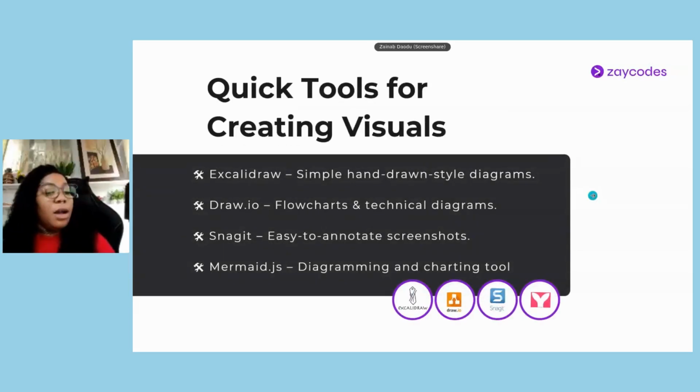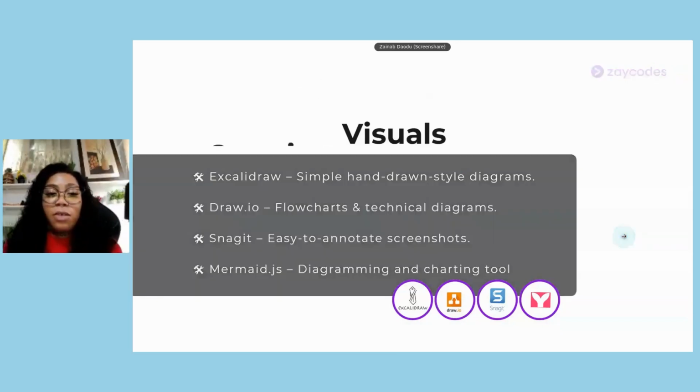Okay, so these are a few tools for creating visuals. We have draw.io, Snagit, Mermaid.js. I personally use draw.io a lot. I've used Mermaid.js a few times for less complex designs, but I haven't used it very much. So I just tried to drop these suggestions for creating diagrams.